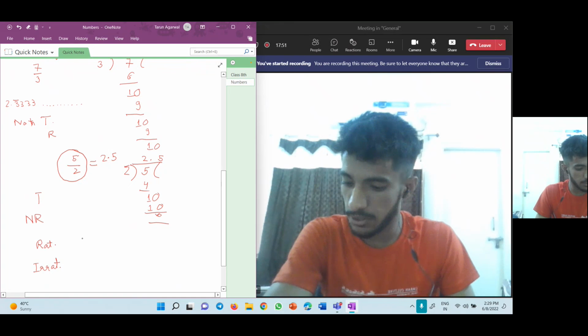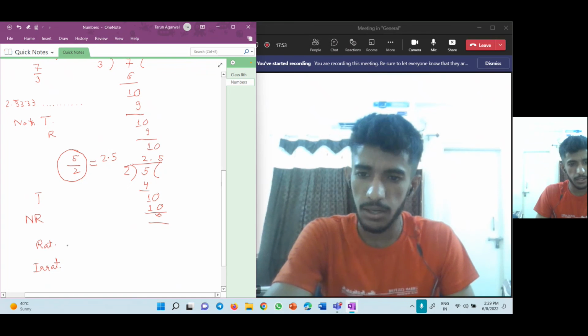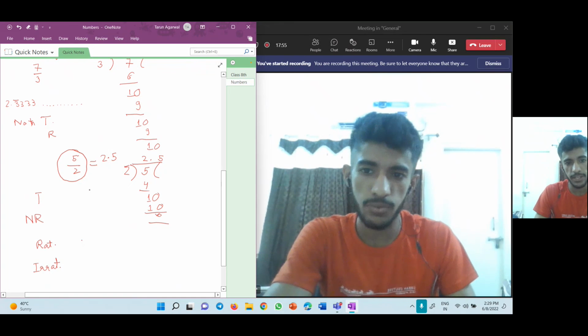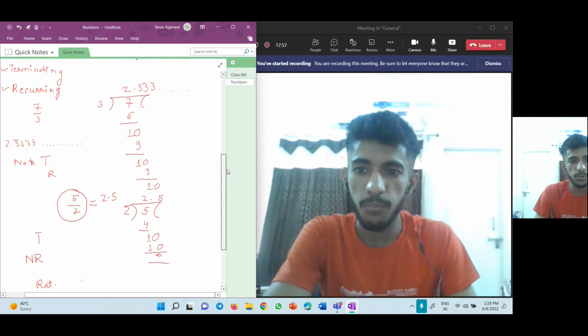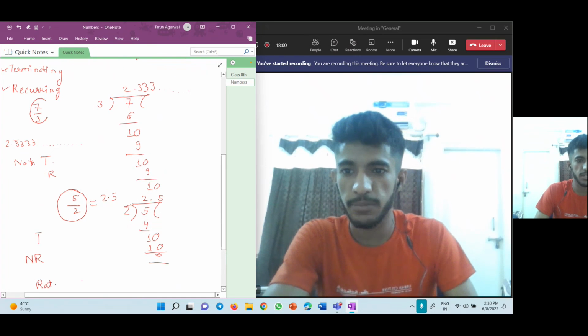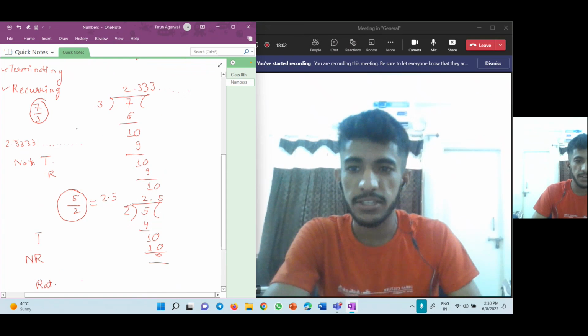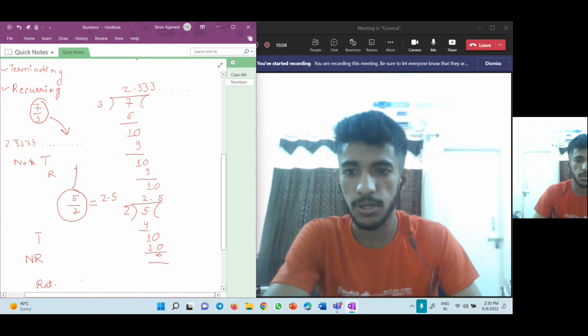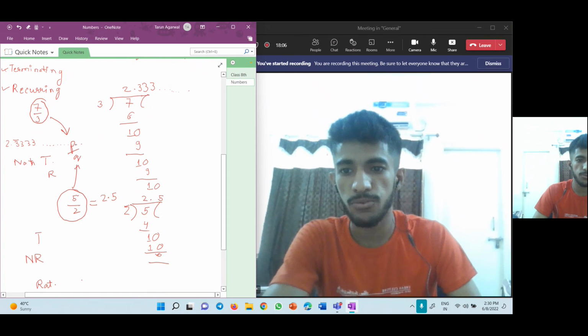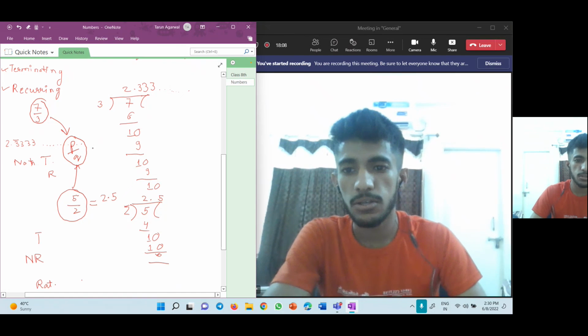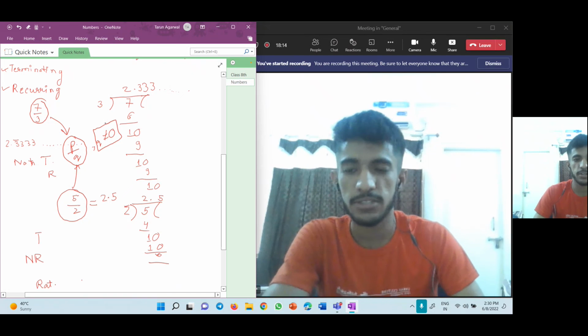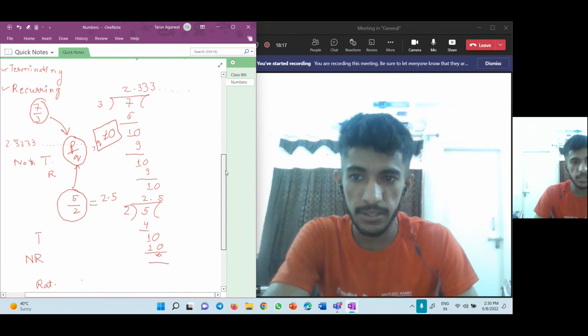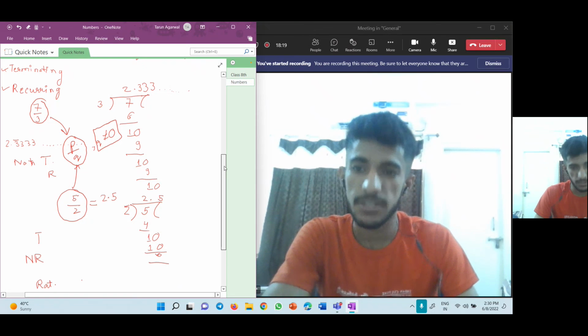For the rational numbers, we can see that both these numbers, 7 by 3 and 5 by 2, have been expressed in the form of P upon Q, where Q, as we can see clearly, that's the denominator, is not equal to 0. So both the conditions are satisfied. So by the book, these are rational numbers.